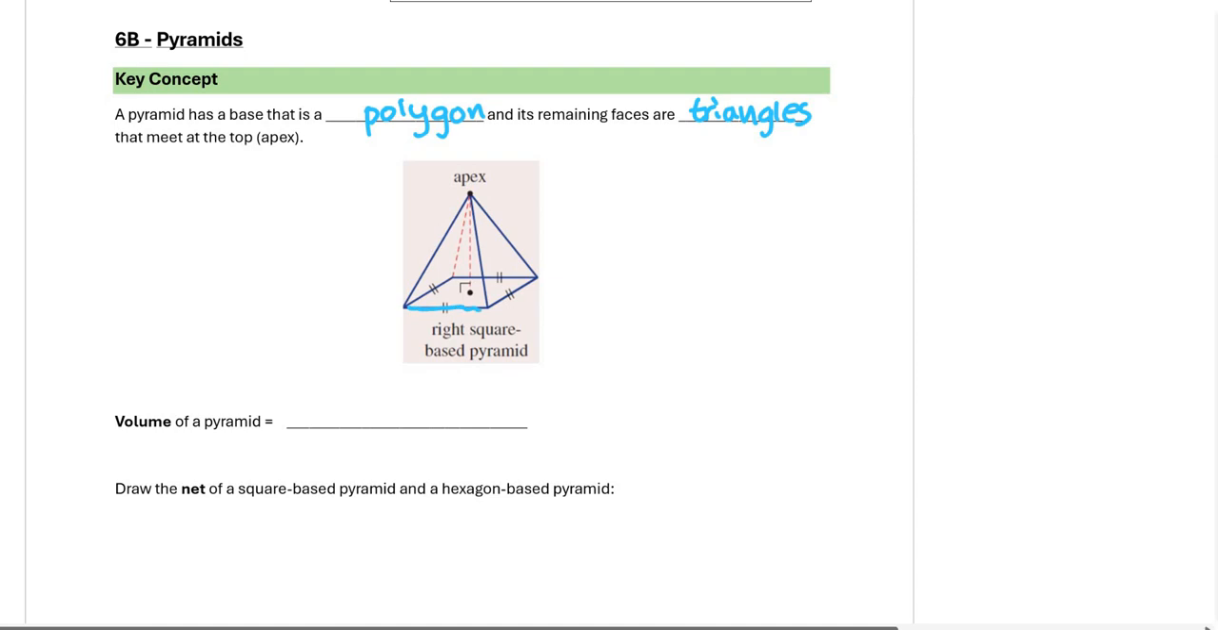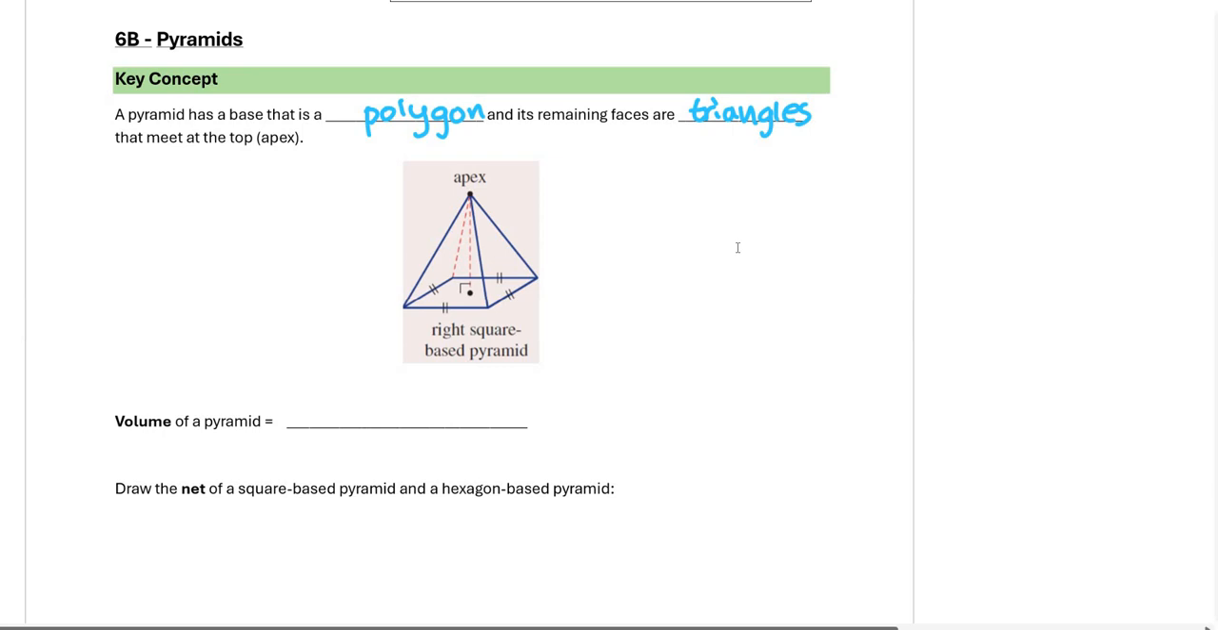This pyramid here has the base of a square. And as you can see, all the remaining faces, these ones, they're all made up of triangles. So this is a pyramid. Because it has a square base, we call it a square-based pyramid.